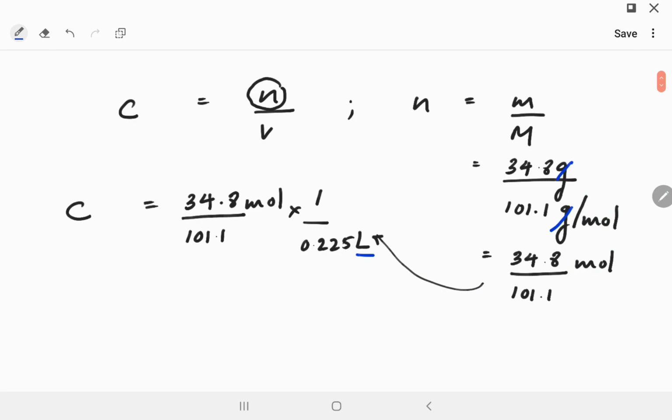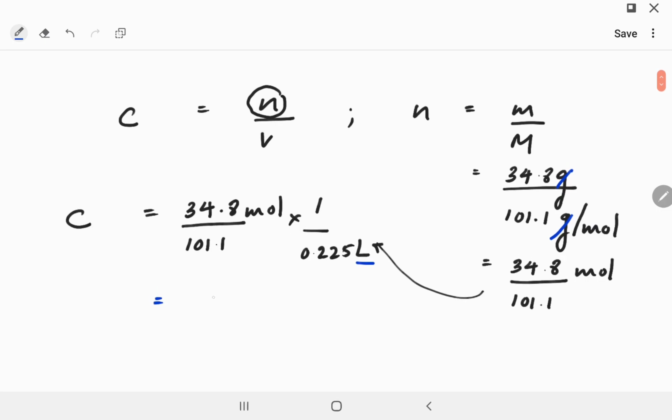Okay, so let me do this. Your answer will be approximately 0.344 moles per liter. Here is your molarity.